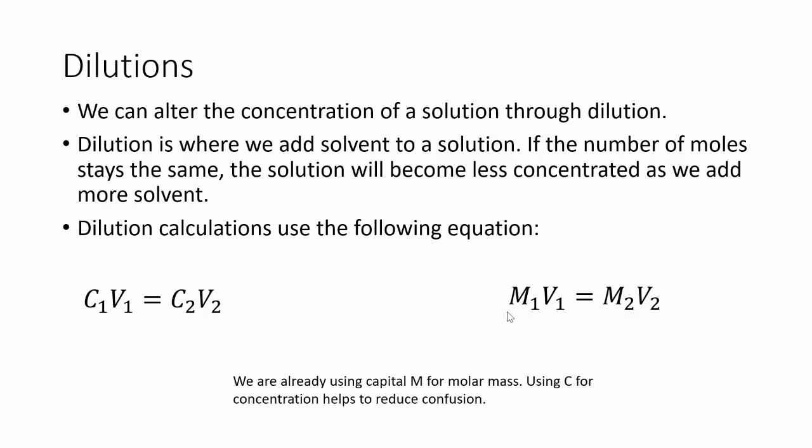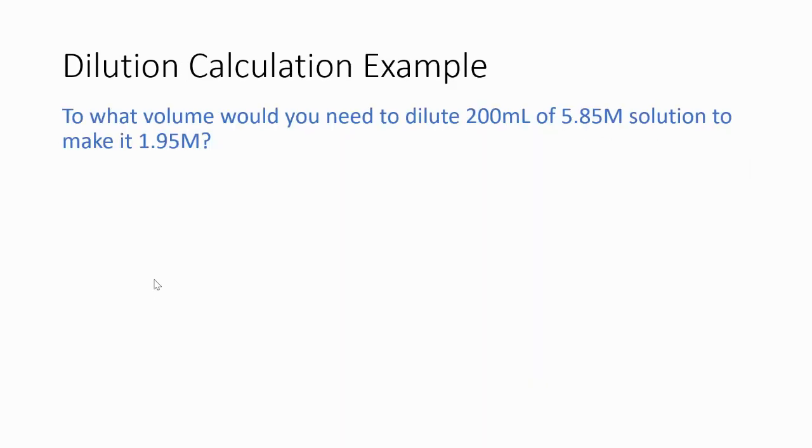Again, I'm going to say that since we're already using capital M for molar mass, I prefer to use this equation where we use C for concentration, just to help reduce confusion. Let's do an example dilution calculation. To what volume would you need to dilute 200 mL of a 5.85 molar solution to make it a 1.95 molar solution? Let's write out our formula to start with. C1V1 equals C2V2. Now we need to find our variables. Our first concentration is 5.85 molar solution.